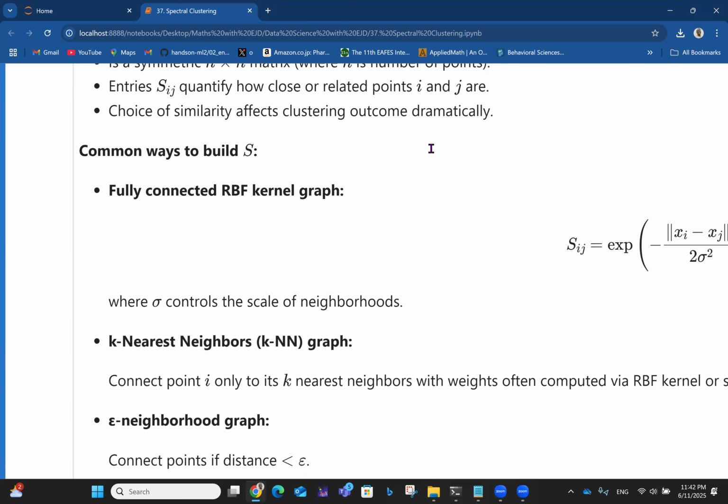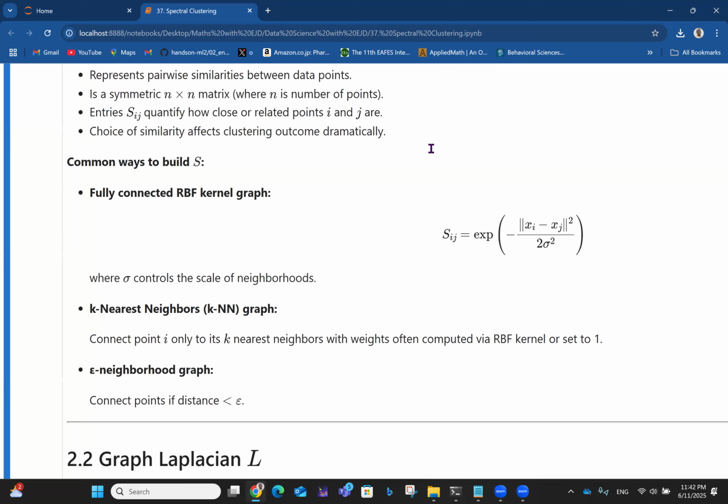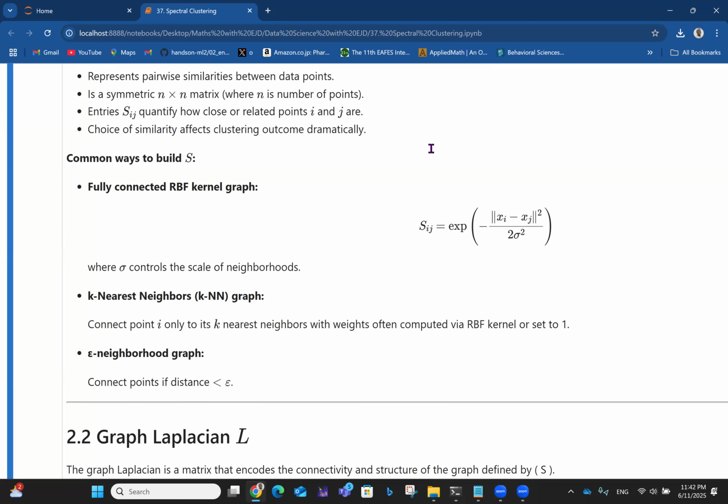First, the fully connected RBF kernel. I think RBF is radial basis function. S_ij is exp of minus the norm of x_i minus x_j, squared, over 2 sigma squared, where sigma controls the scale of neighborhoods.